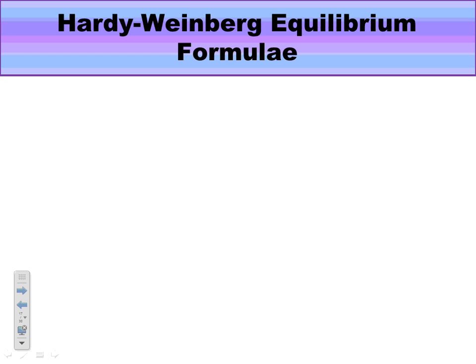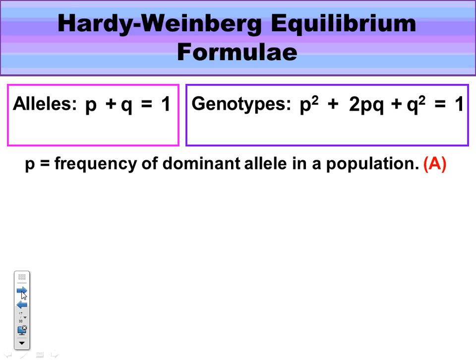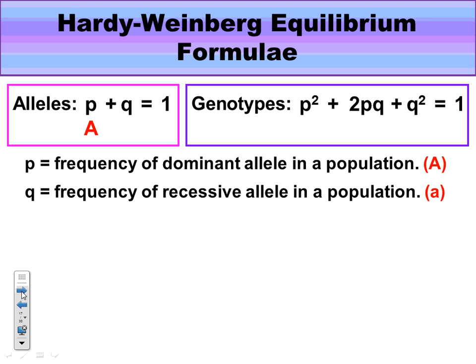When solving for Hardy-Weinberg, there's two formulae that we need to know. P plus Q equals 1. And for genotypes, P squared plus 2PQ plus Q squared equals 1. P is the frequency of the dominant allele in a population, or a capital A. Q represents the frequency of the recessive allele in a population, or lowercase a.